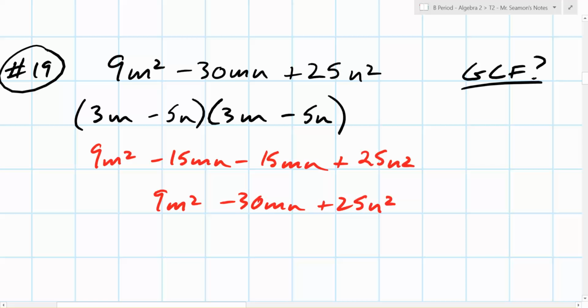You could actually write this. It's the same thing twice. What's another way to write that? 3m minus 5n squared. You just need to make sure you check it, Gabby. You can use those formulas as long as you check it.